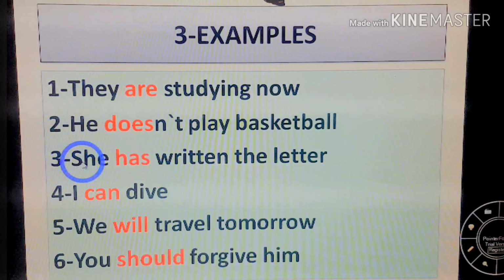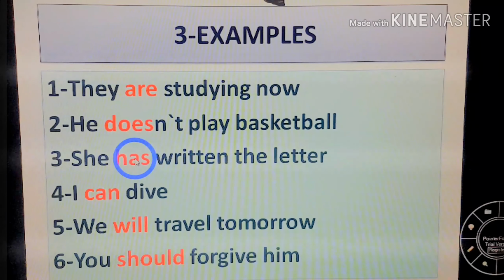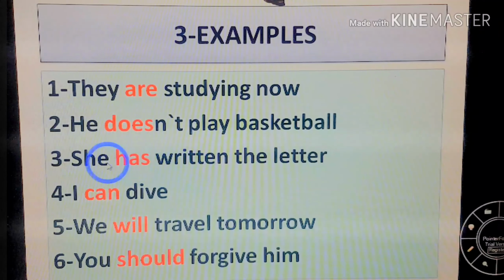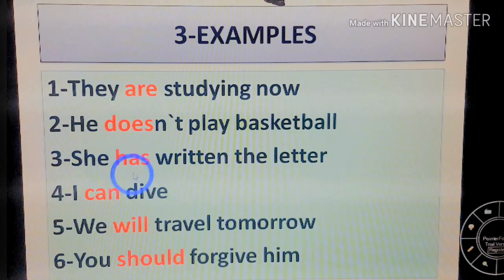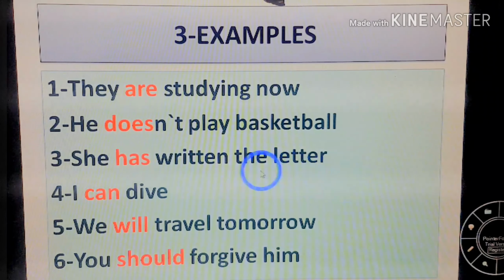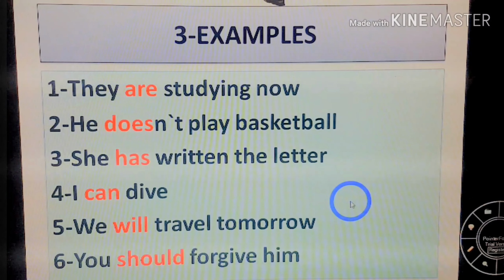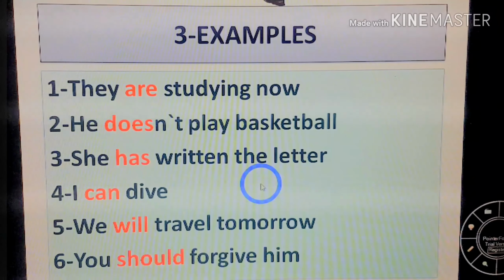Number three, for example, she has written the letter. She has written the letter. Here we have has as a helping verb, with the past participle. This sentence is in the present perfect. As soon as I got has with written, I knew this is present perfect, and the meaning is she has just written the letter, she wrote it a little while ago. This is what I mean when I say it gives you full meaning and complete help: the helping verbs, the auxiliary, help the main verbs give you complete sentences and full meaning.